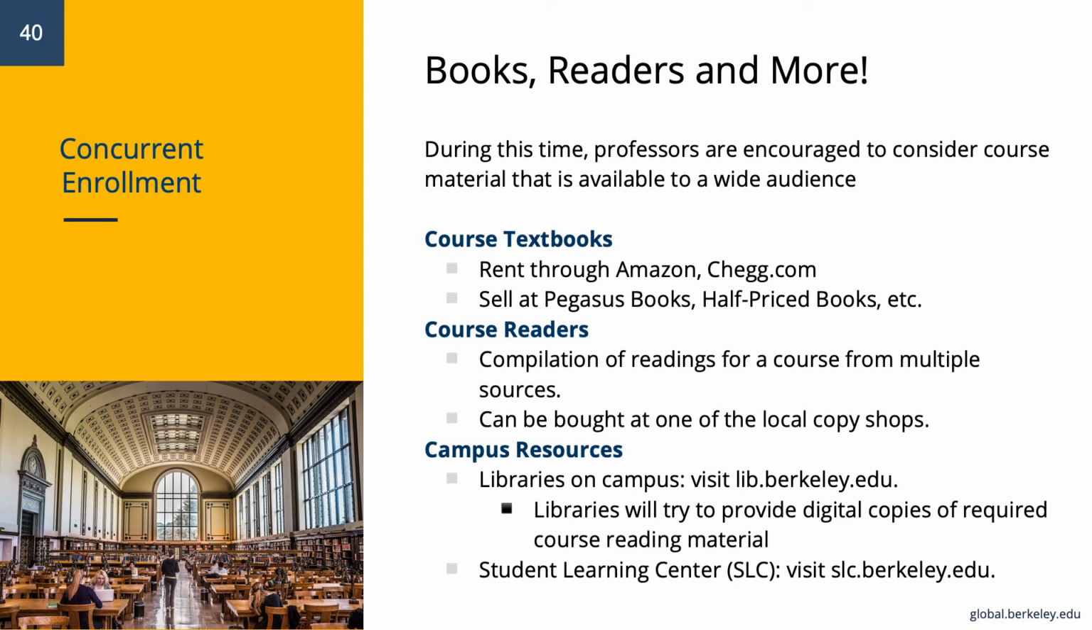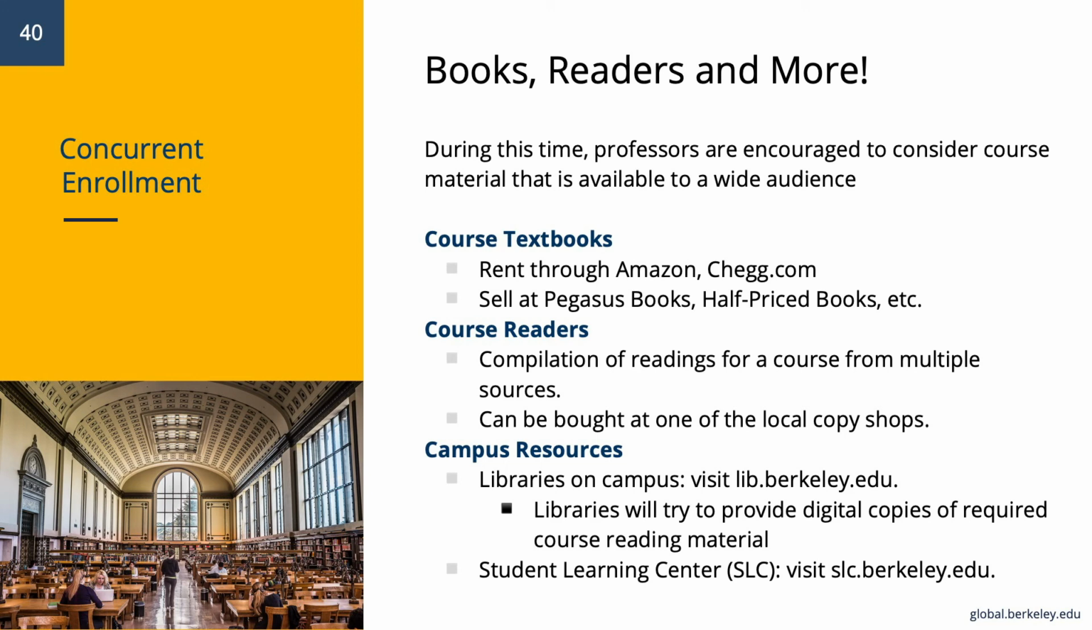You are welcome to buy your textbooks and keep them, but you can also rent them and save money. Websites like Amazon and Chegg are excellent resources for textbook rentals. At the end of the semester, you also have the option to sell your textbooks. Amazon has this feature, or you can go to Pegasus Books or Half Price Books, both located in downtown Berkeley.